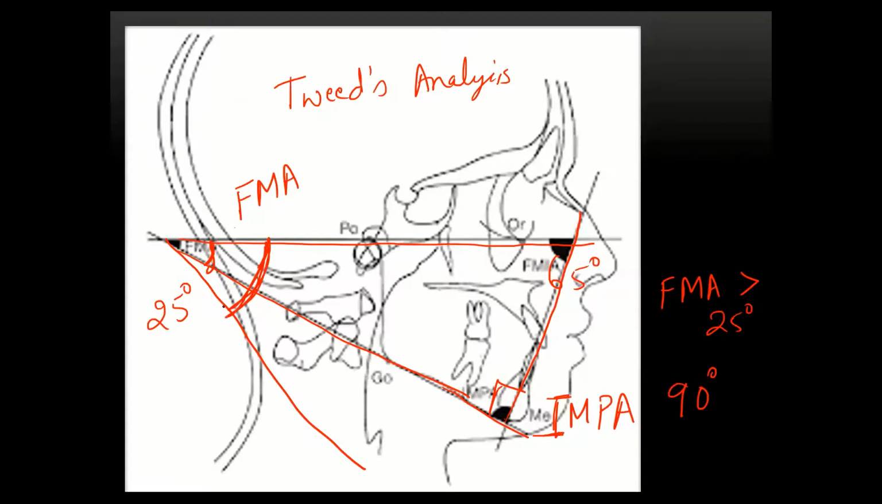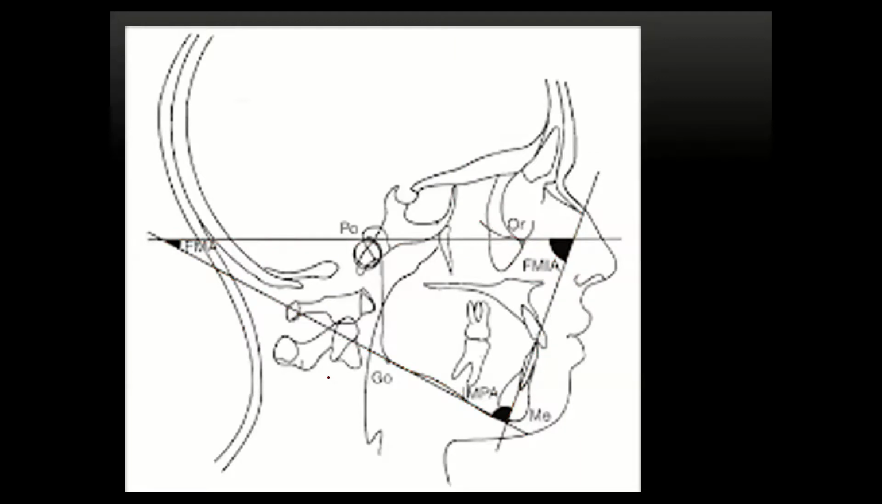Now one more question. If FMA is 35 degrees and this is 90 degrees, what will be this angle? How much will be this angle? This will be 55 degrees. Now the question can also be asked like this. If FMIA is 55 degrees and IMPA is 90 degrees, what kind of divergence would be there? So you don't confuse yourself, and you try to answer the question accordingly.